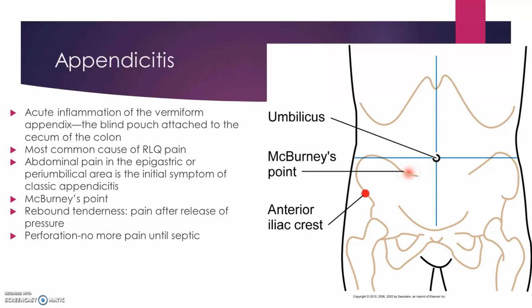It does have some rebound tenderness with this. What that means is when you push on that site, it doesn't hurt when you push on it, but when you let go of it, then that becomes irritated because of the psoas muscle. So this does hurt when it's irritated. But if the appendix ruptures, there's no more pain until this becomes a peritonitis and the patient becomes septic, and then they can become very sick.